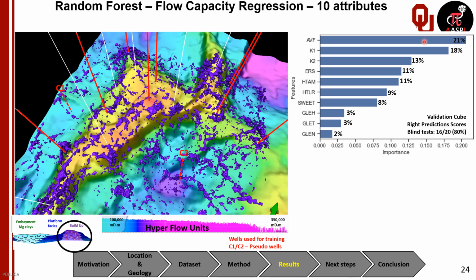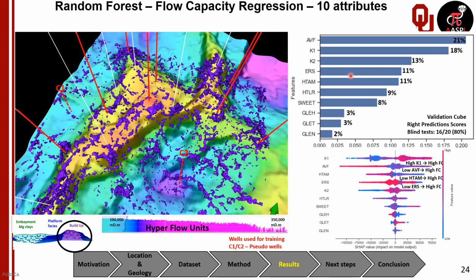The most important ones are average frequency, K1, K2, and energy ratio similarity, which makes total sense because it's mainly related to the attenuation related to the fracturing, the classification and shape of the mounds and buildups, and the presence of fractures.